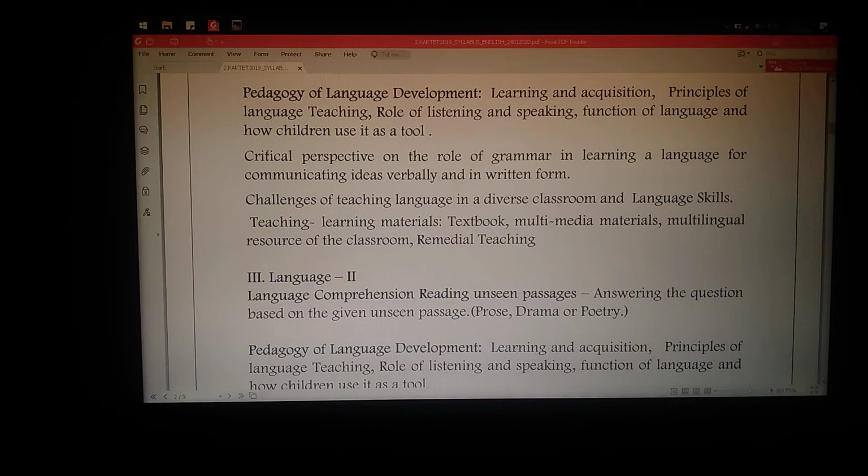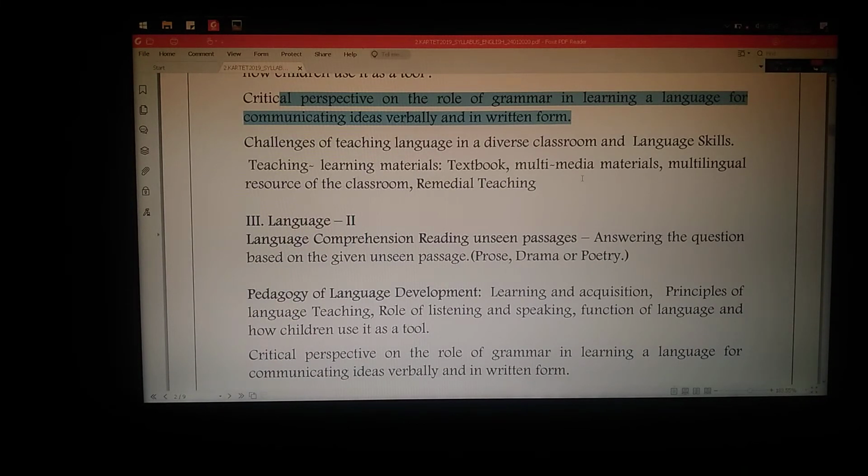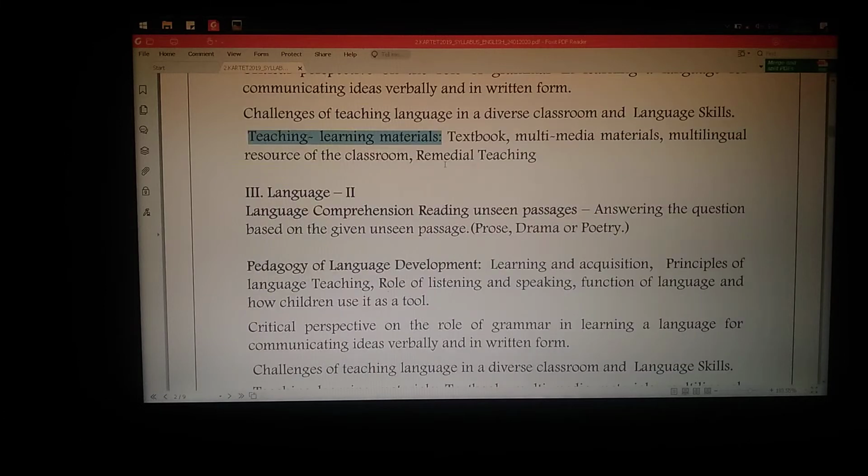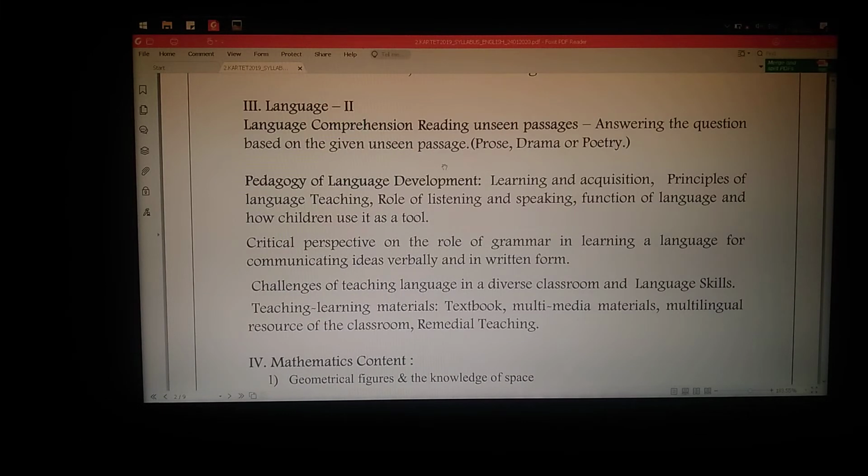Critical perspective on the role of grammar in learning a language for communicating. About the parts of speech, grammar, synonyms, antonyms, and many other grammar topics have been given, question tags and many others, in the form of multiple choice questions. Next is challenges in a diverse classroom, language skills, teaching-learning material, textbook, multimedia, and remedial teaching. This is about the pedagogy of the language, with the same pattern in language 2 as well.